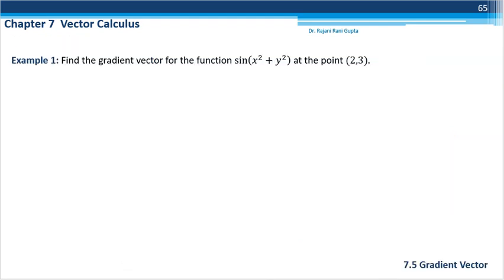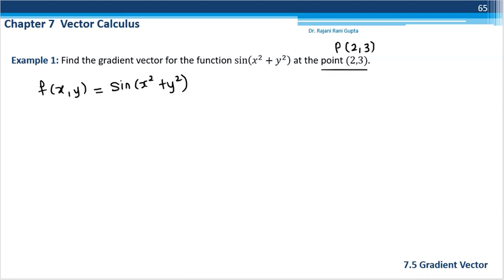Let's work on it. Suppose they ask you to find the gradient vector for this function. Let's name your function. Here you see two variables x and y. So your function f(x, y) is sine of x squared plus y squared. You have to find it at this point P, (2, 3). We will work on the point later.